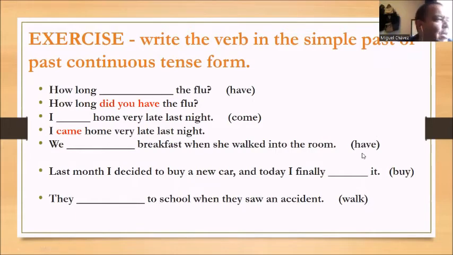Okay, in this case, we need the past progressive, or continuous. Okay, then how are you going to form this sentence with the past continuous? Jorge, Eduardo, can you help us? We had. Had, no, because that is simple past. Past continuous.